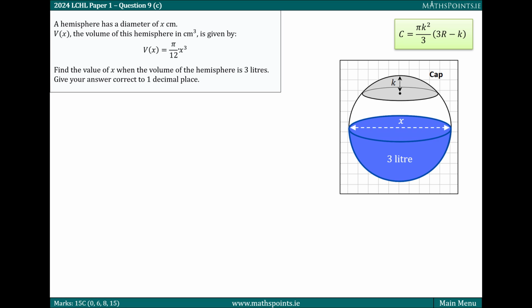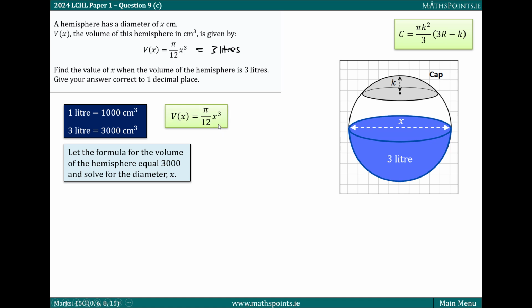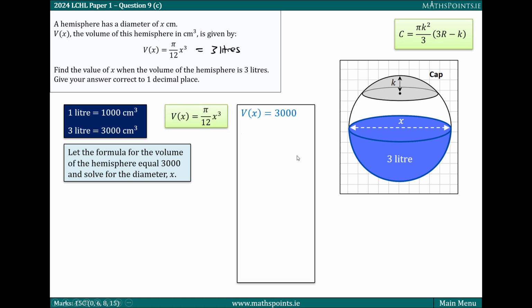All we're going to do is let this volume formula equal 3 liters, and solve for the value of x. Now, we have to be careful here. Our formula is for the volume of a hemisphere in centimeters cubed. So if we've been given the volume in terms of litres, we need to convert those litres to centimetres cubed. So 1 litre is 1,000 centimetres cubed, and so 3 litres is equal to 3,000 centimetres cubed. So we're going to let our formula, pi over 12 x cubed, equal 3,000 and solve for x, the diameter.